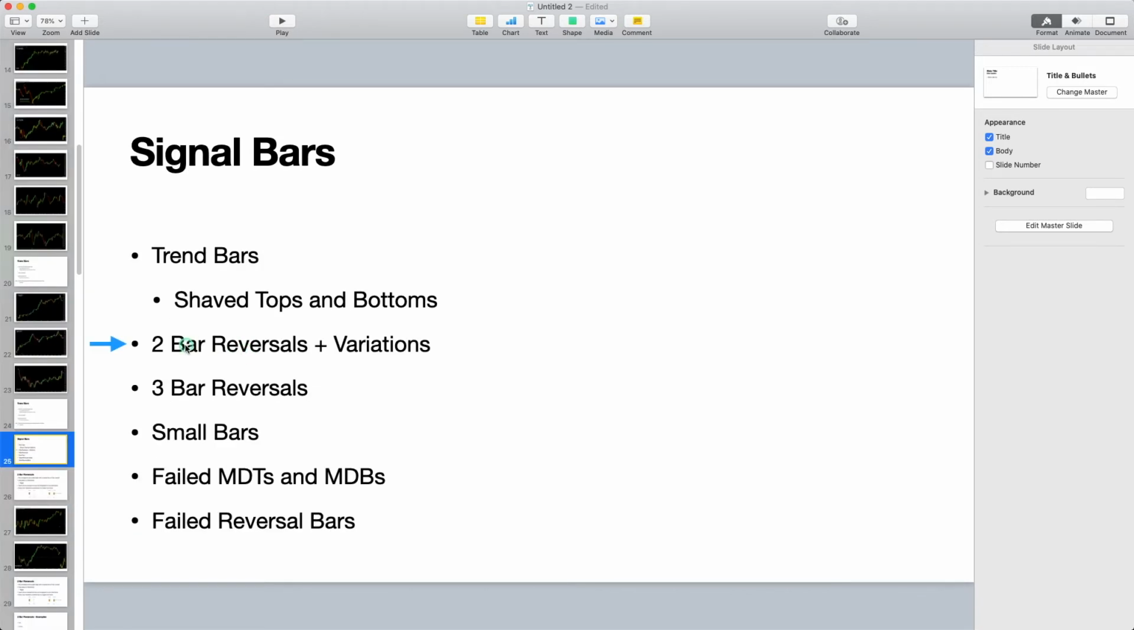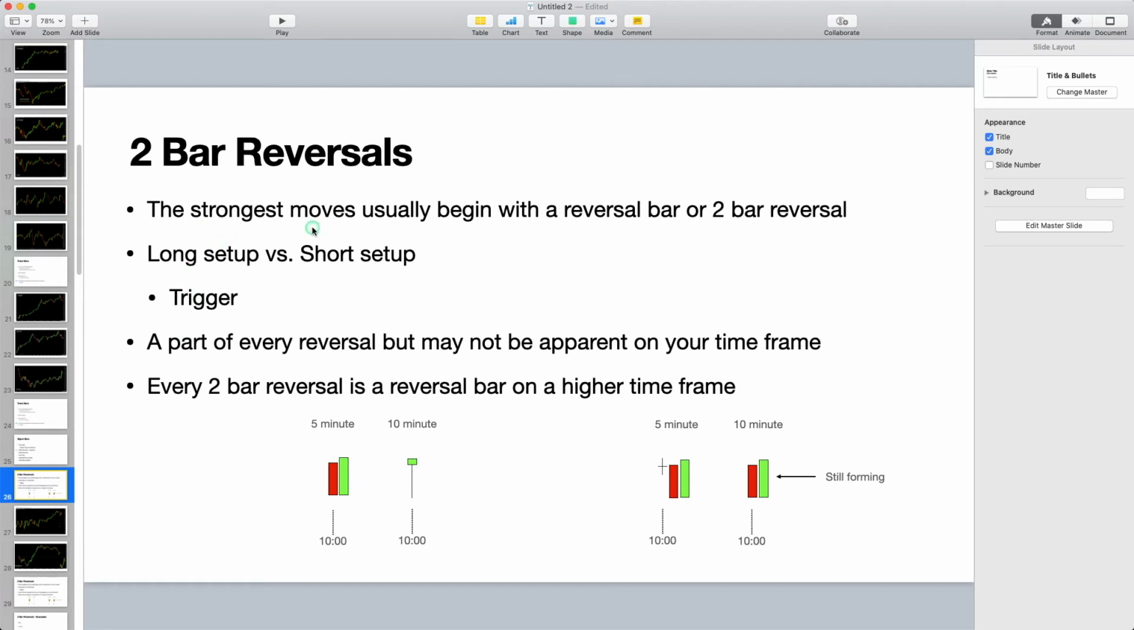Now I'm going to talk about 2-bar reversals and their variations. The strongest moves usually begin with a reversal bar or a 2-bar reversal. So I'm going to talk about the long side, the short side, and how these setups trigger.